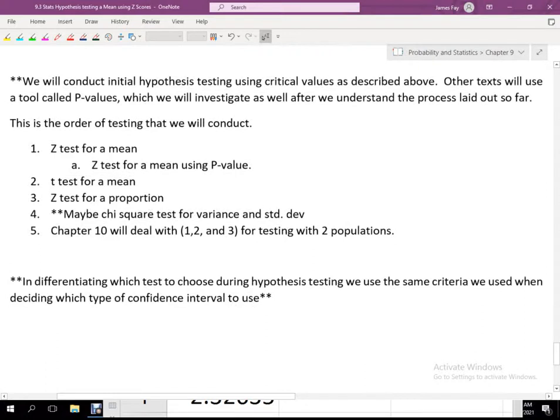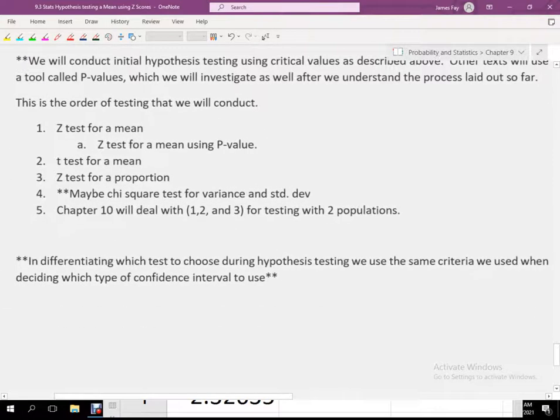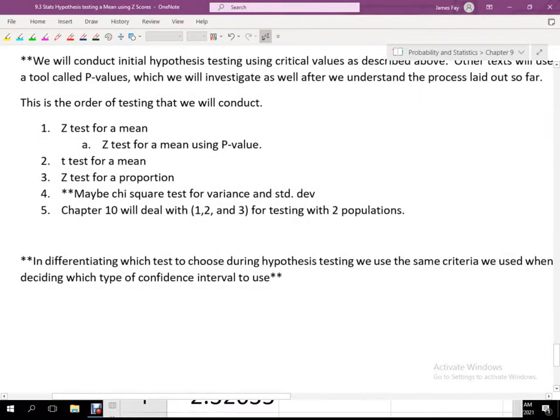So we'll conduct initial hypothesis testing using critical values as described above. Our other texts will use a tool called p-values, which we will investigate as well after we understand the process laid out so far. This is just giving you an idea of what we're going to do over the next couple of weeks. So I'm going to skip that right now just because of time.